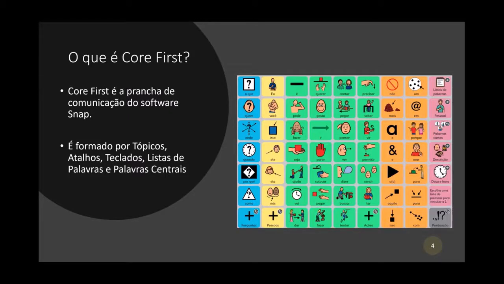So what is Core First? Core First is a set of pages that was designed specifically to support language and literacy development. Core First is made up of a bunch of different communication tools, things like topics and quickfires and keyboards, and we're going to go through all of these different tools. What we know is when we provide AAC users with a collection of tools, it allows them to be a faster communicator as well as be able to communicate anything they want to communicate.